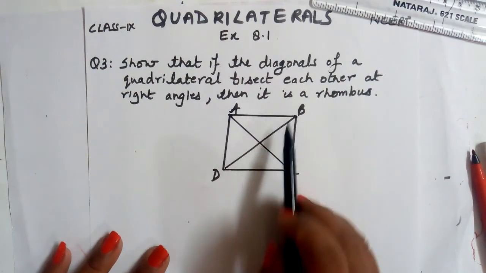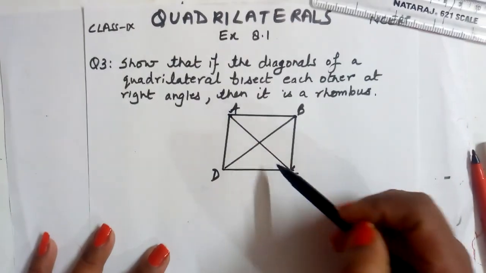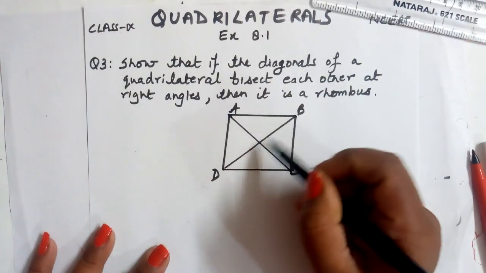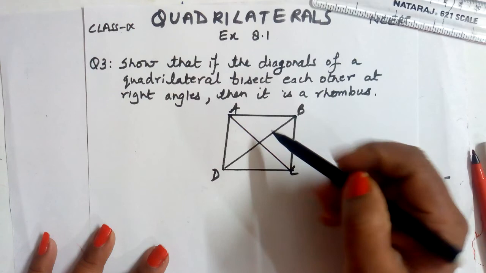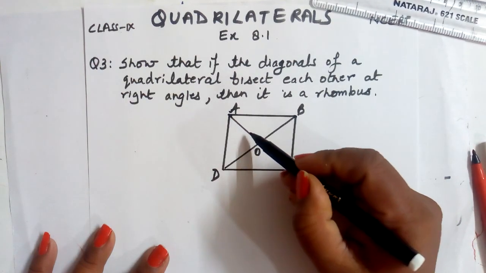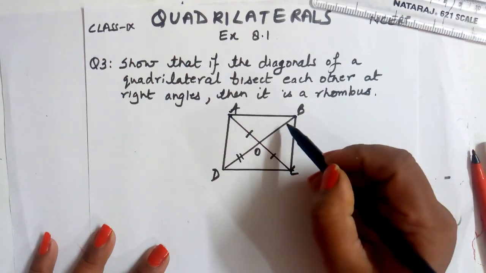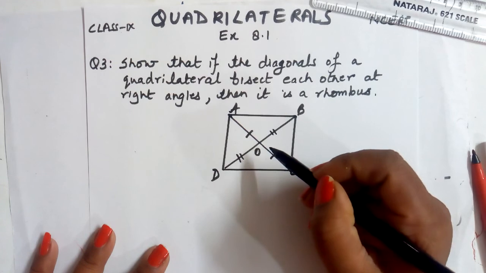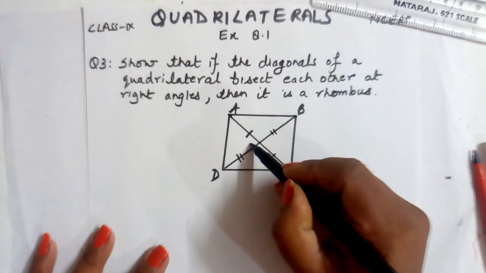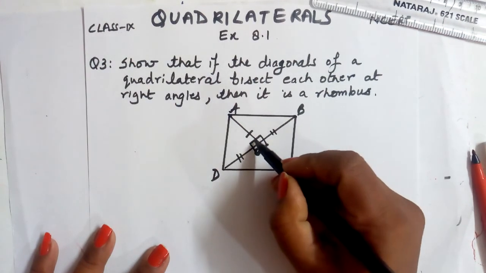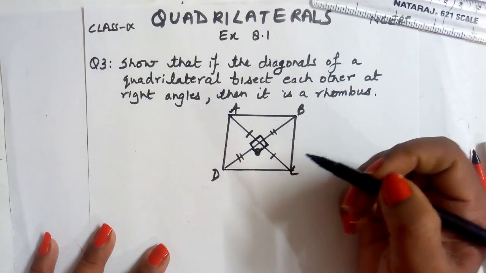So we have the quadrilateral ABCD given to us, and it is also given that the diagonals are bisecting each other at right angles. So two things are given to us. O, the diagonals are bisecting. It means AO is equal to CO and DO is equal to BO. And they are bisecting at 90 degrees, it means right angles. So this is the right angle, this angle is also a right angle, this angle is also a right angle. And what is a right angle? An angle of 90 degrees.